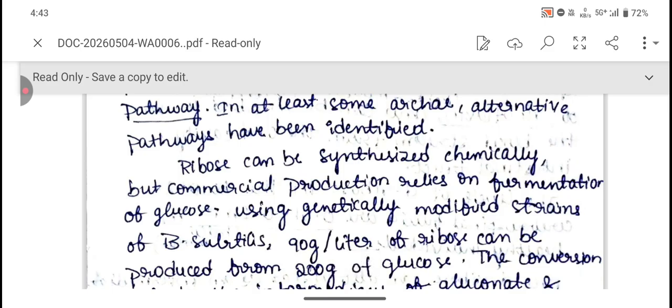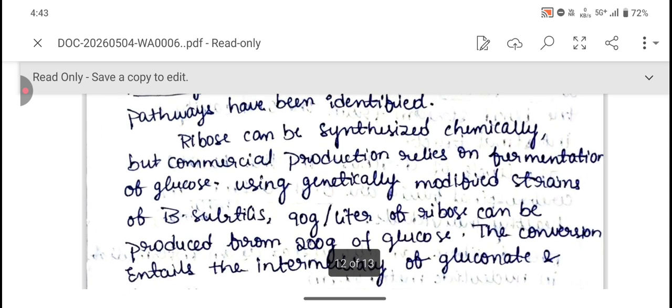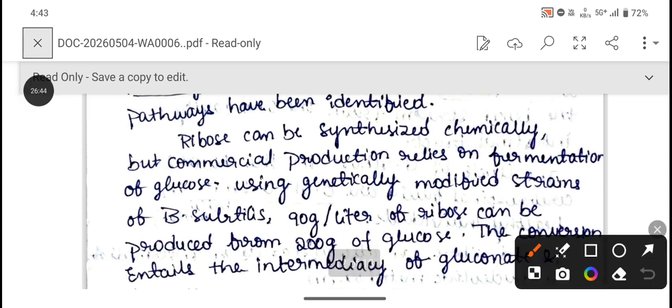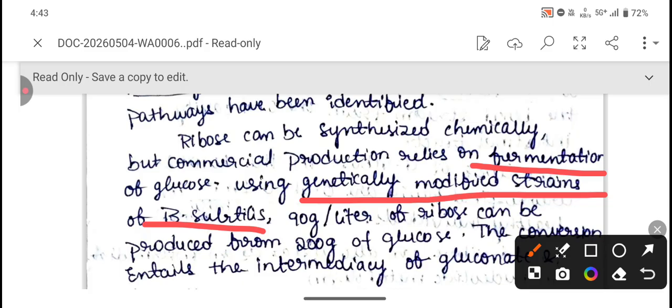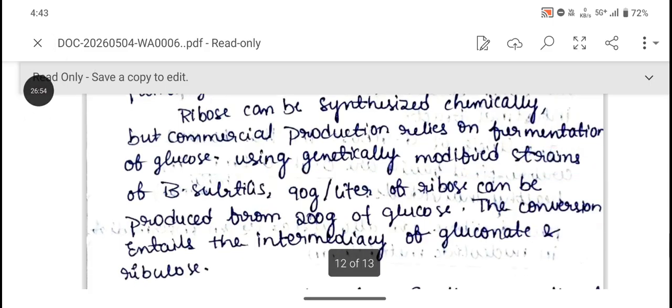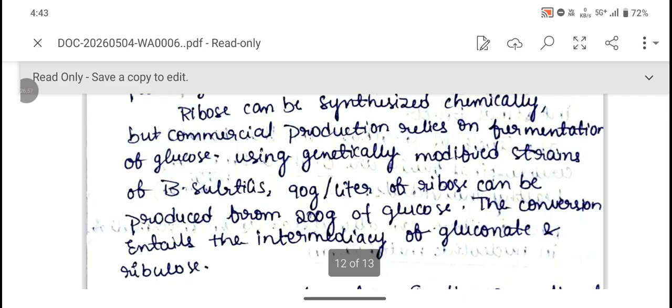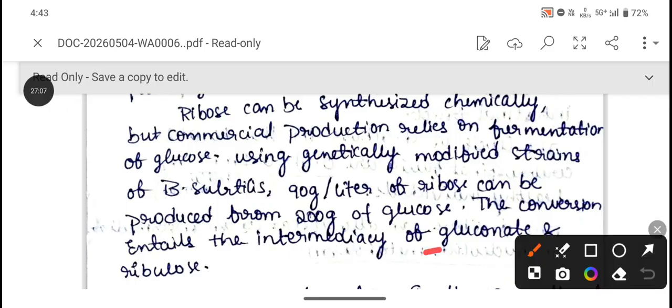So commercially also, if you want to produce ribose sugar, you have to start the process with the fermentation of glucose. So here the glucose will be the raw material for the production of ribose sugar synthetically and commercially. This process can be started with the fermentation of glucose, using genetically modified strains of Bacillus subtilis. They have given an example in which, if you want to produce 90 grams per liter of ribose, you have to ferment 200 grams of glucose. In this process, some intermediate products can be formed, which are known as gluconate and ribulose. So this is the process.